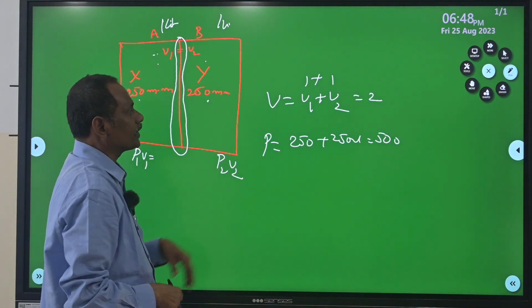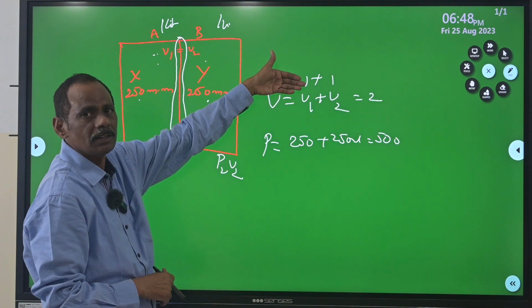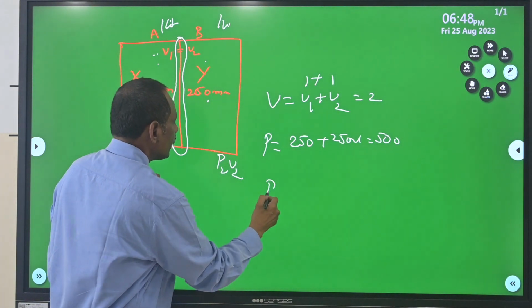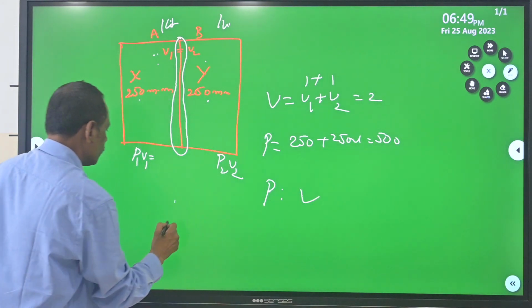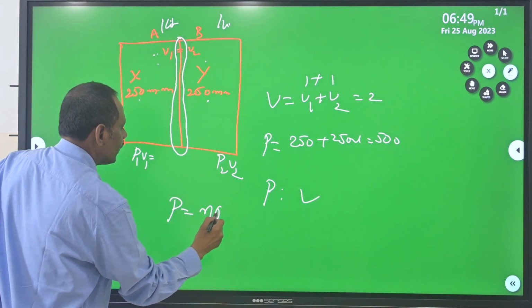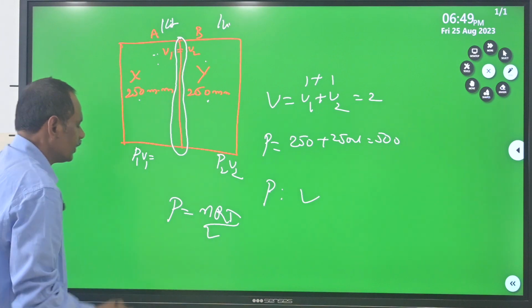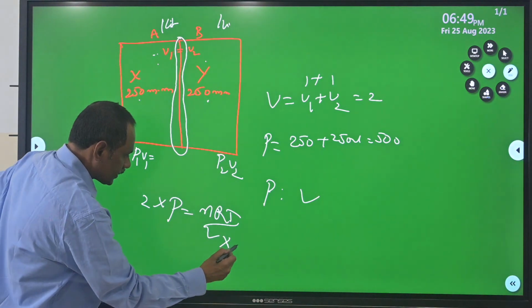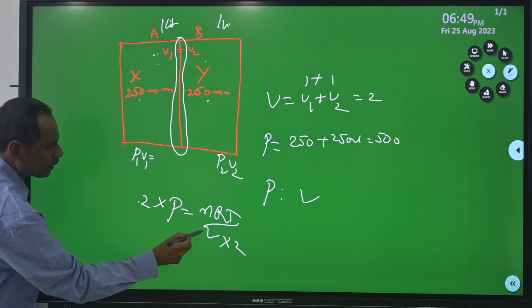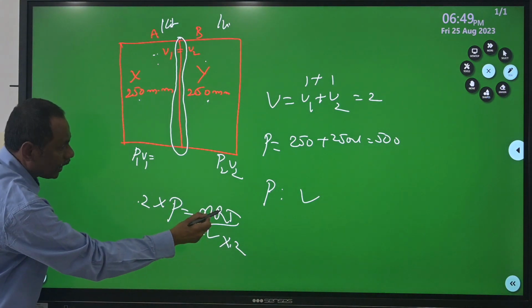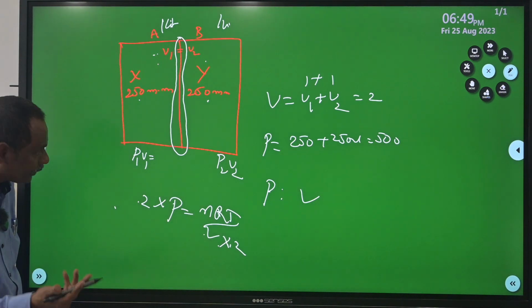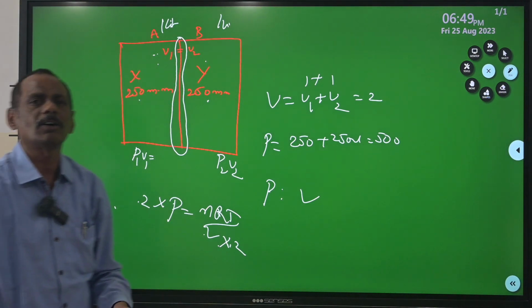Therefore, PV is constant. The volume is doubled and the pressure is also doubled. So, pressure and volume both are doubled. P is equal to nRT by V. The volume is doubled and the pressure is also doubled. Therefore, the value of the ratio becomes constant. That means the total pressure is constant.